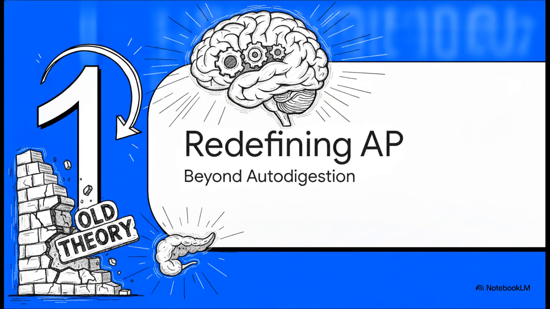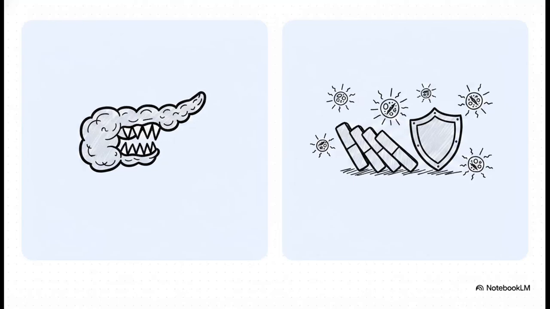Section 1, redefining acute pancreatitis, moving well beyond the old theory of autodigestion. For over a century, basically since Hans Chiari proposed it, we've taught that acute pancreatitis was just premature enzyme activation. The idea was simple. The pancreas is basically eating itself. But modern research shows us it's really not just some simple plumbing problem. It is a highly complex, cascading molecular failure of the body's cellular defense mechanisms. It's a profound molecular and immune system collapse.